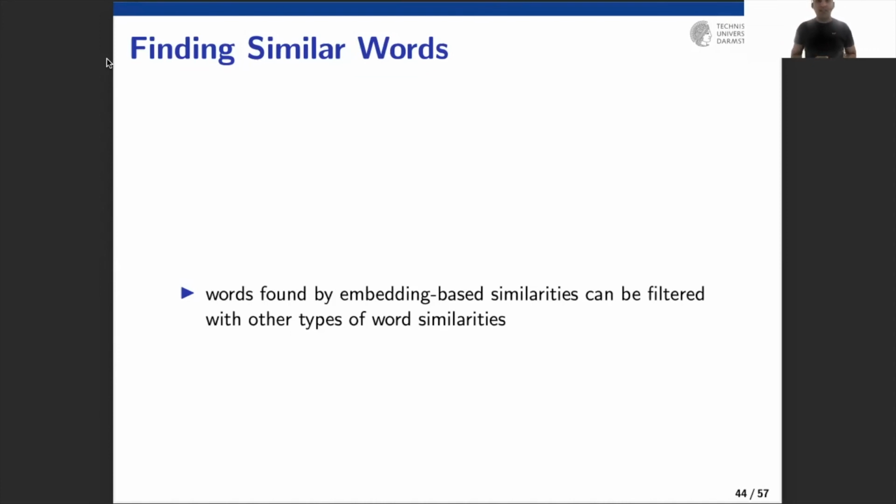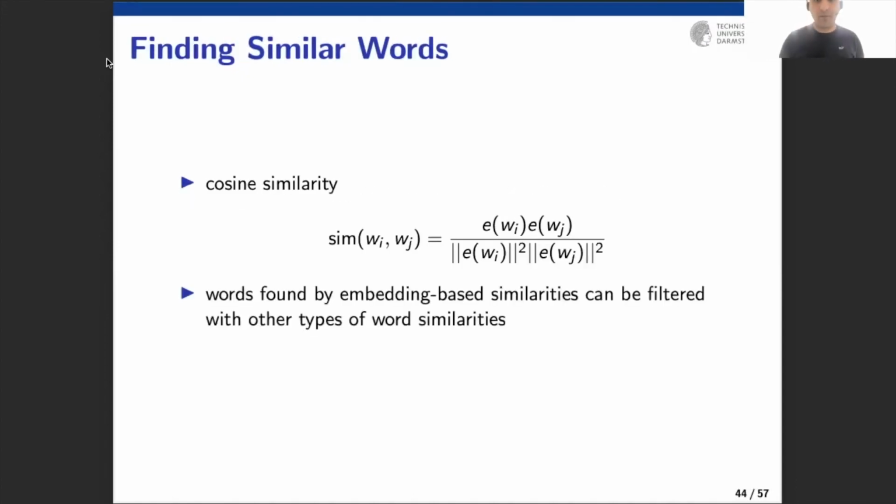Another application is finding similar words. The main idea for finding similar words is to use cosine similarity. Let's say we are given a word wi and we want to know which word in the vocabulary is most similar to wi. The easy way is that we compute the similarity between wi and any word wj in the vocabulary, right? And we pick the word that has the highest similarity value.